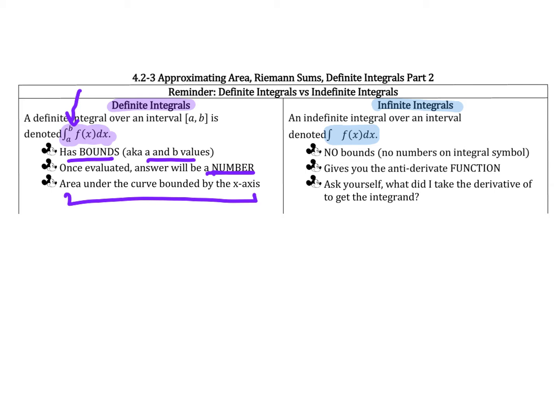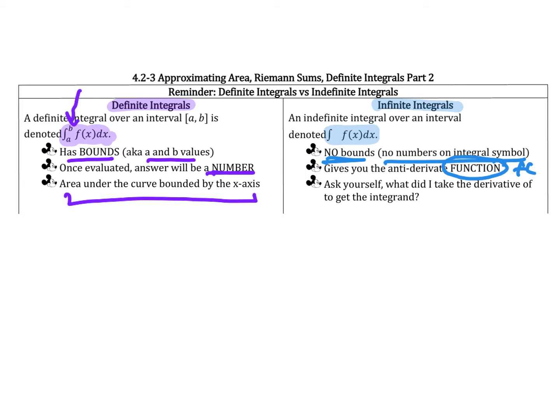Now, indefinite integrals, which we haven't talked about in a couple of videos, do not have bounds. There are no numbers on the integral symbol. When we evaluate an indefinite integral, what we get is the antiderivative as a function with a plus c value.